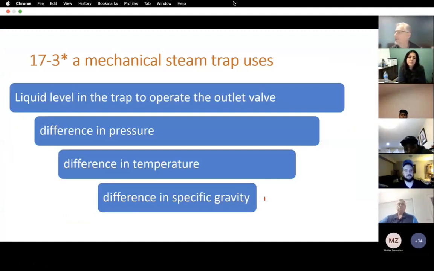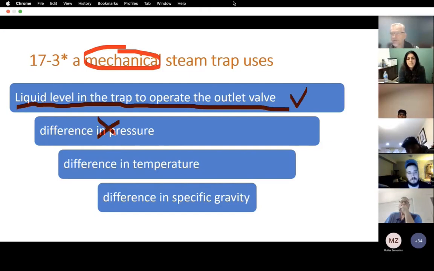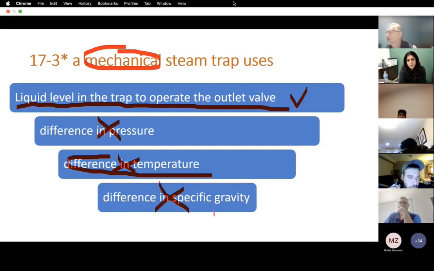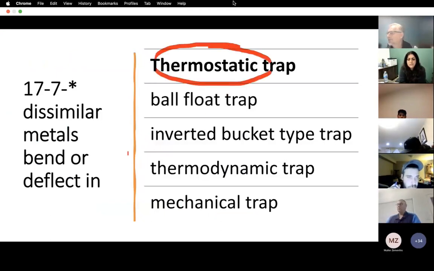Mechanical steam trap uses what? Keyword mechanical. Responds to liquid level in the trap. Okay. Not difference in pressure. This is mechanical, difference in temperature, and not difference in specific gravity. Dissimilar metals bend or deflect in the thermostatic trap.